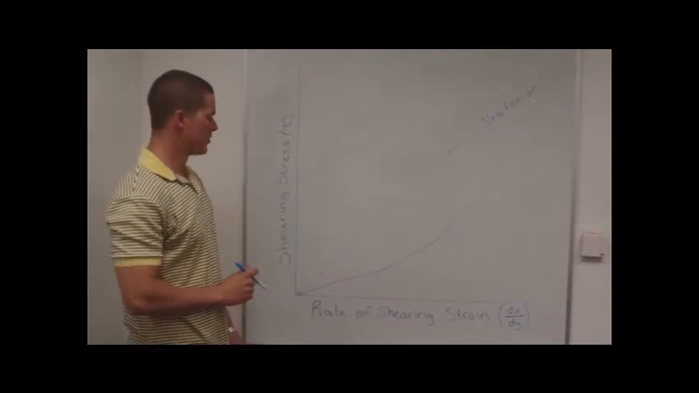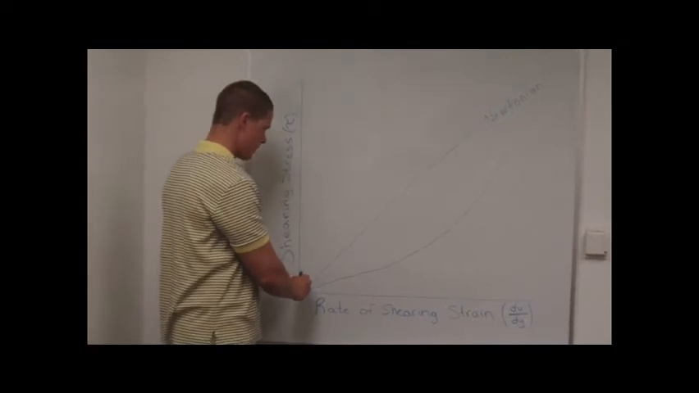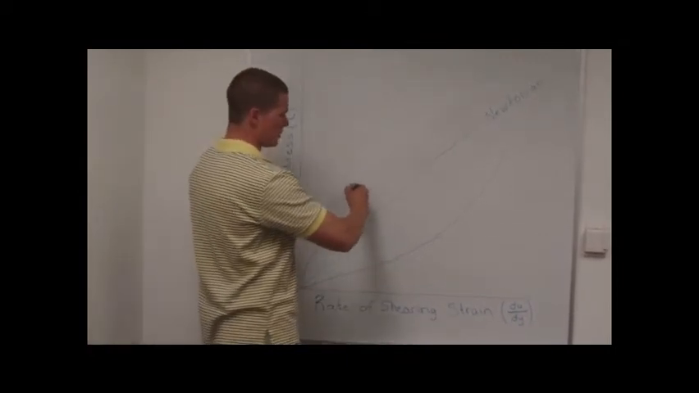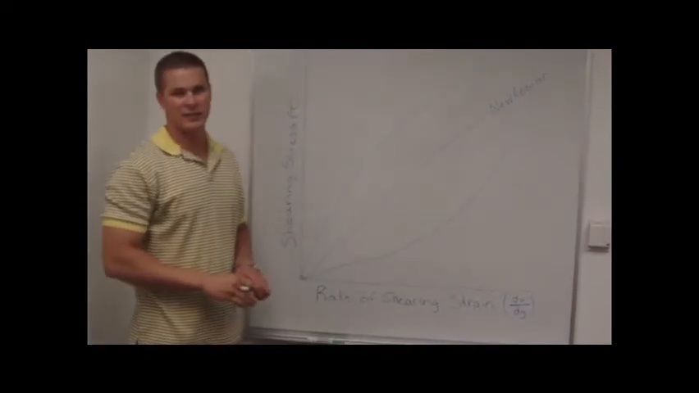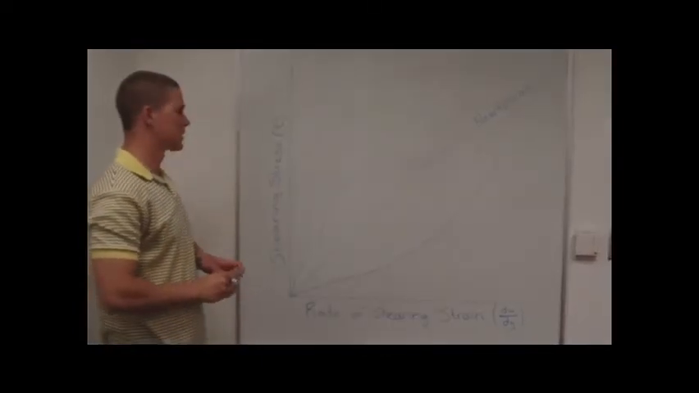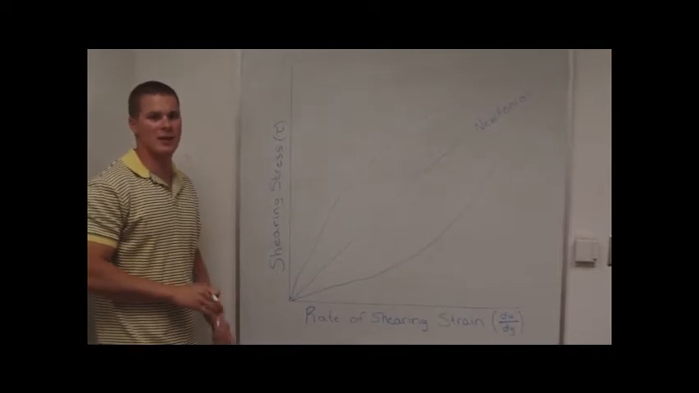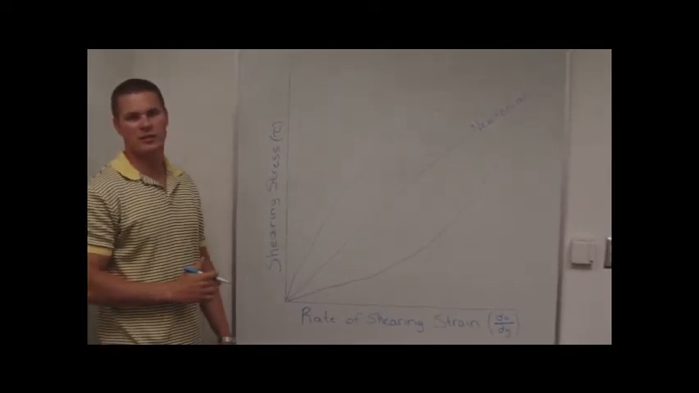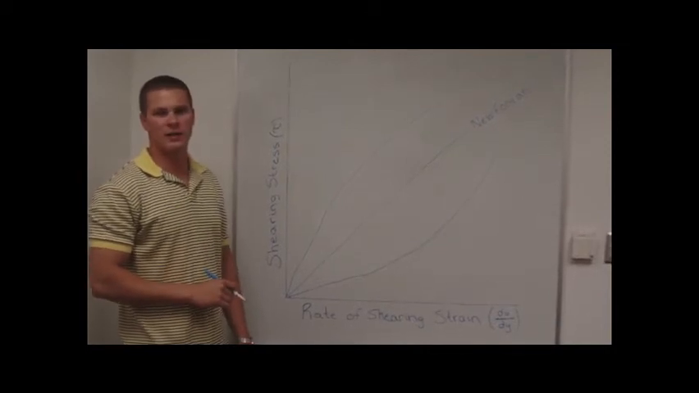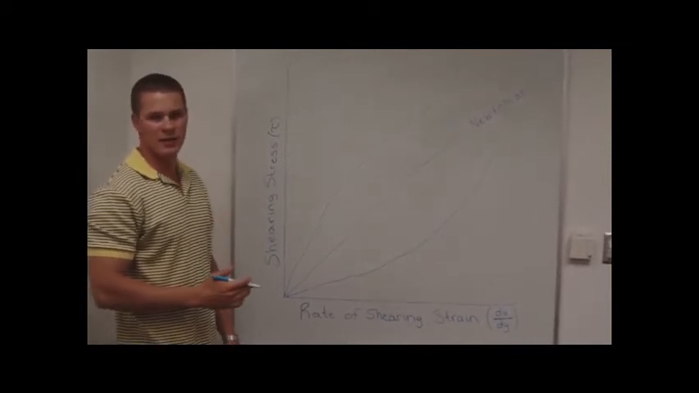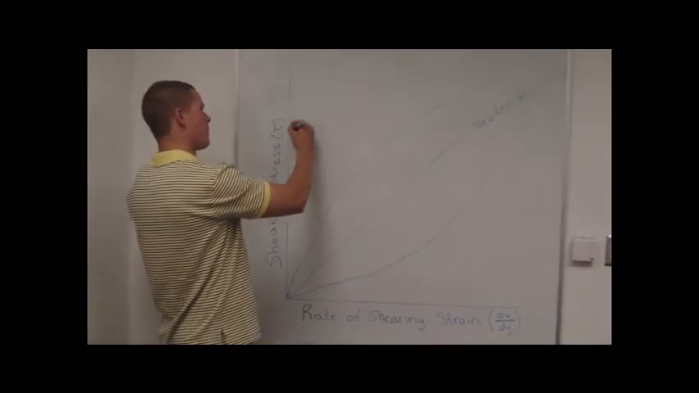The second type of these fluids is called shear thinning non-Newtonian fluids. With shear thinning, the viscosity decreases as the rate of shearing strain increases. And the third type of these fluids is called Bingham plastics. Bingham plastics have a yield stress, and until that yield stress is reached, they act as a solid. But once it's reached, they flow freely like a liquid, and they return to a solid state once the yield stress is taken away.